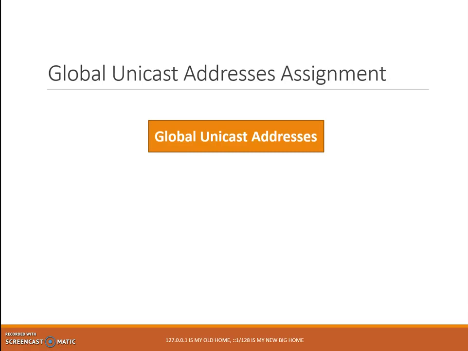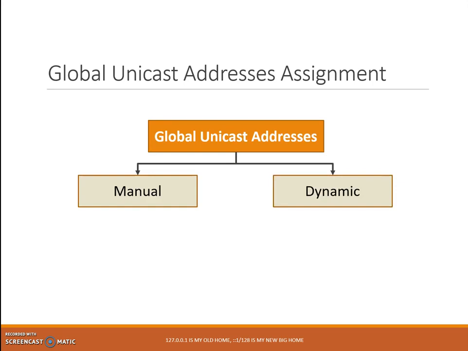Global unicast addresses assignment. An interface can be assigned a global unicast address manually or dynamically. Manually configuring a global unicast address has two options. Number one, static configuration, which is similar to configuring a static IPv4 address. The IPv6 parts, prefix and the interface ID, are configured on the interface.